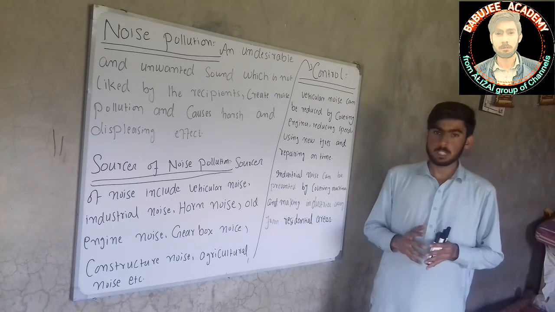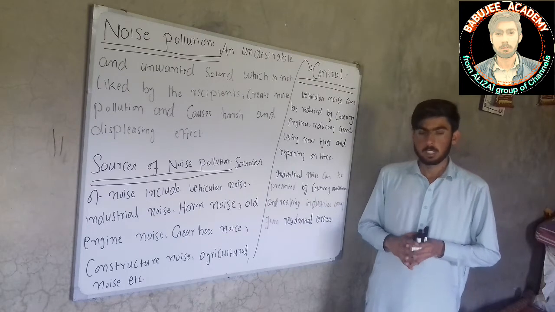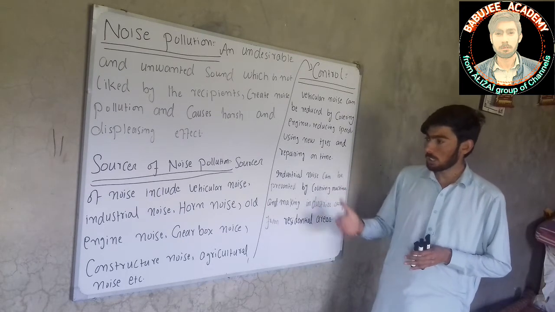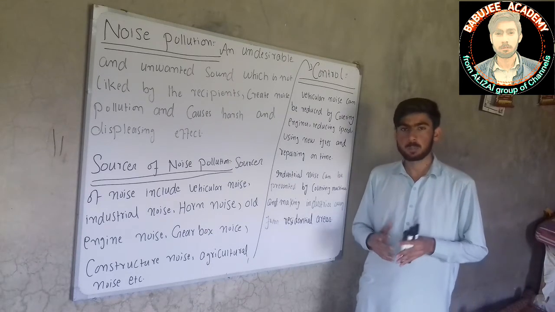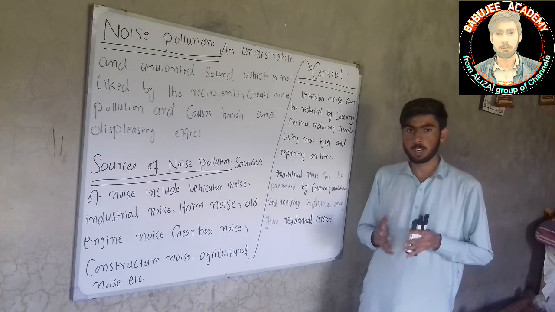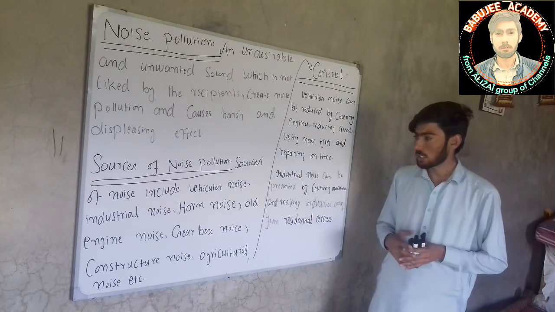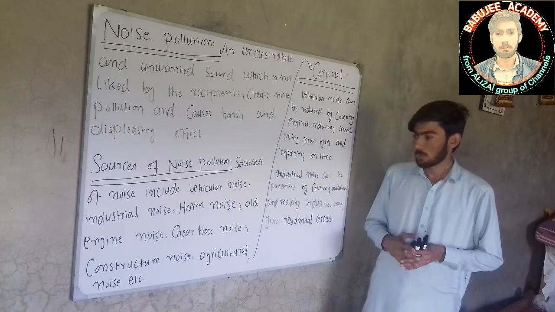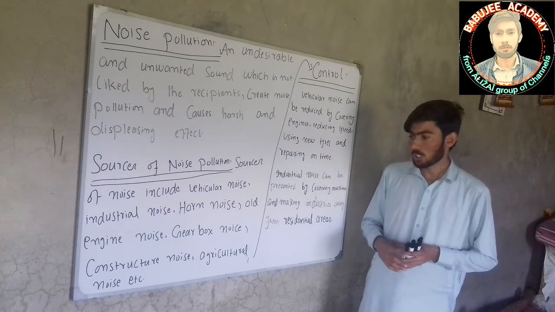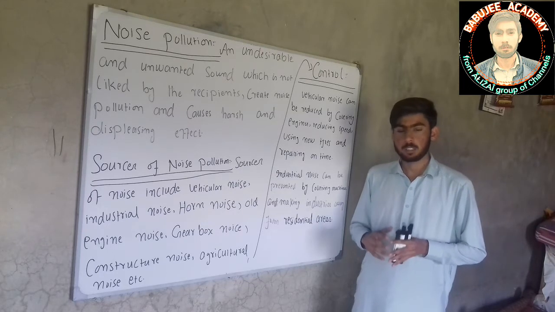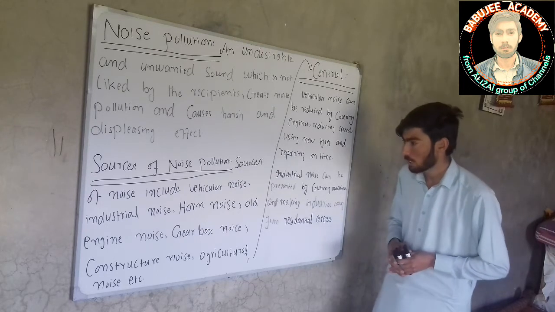Now what are the sources of noise pollution? The sources of noise pollution include vehicular noise, noise which is produced by vehicles, industrial noise, noise produced by industries, horn noise, noise produced by horns, oil engine noise, gearbox noise, construction noise, agricultural noise, traffic noise, etc.